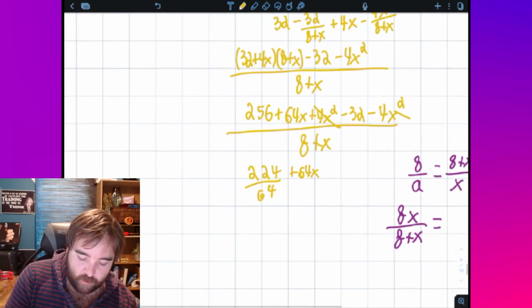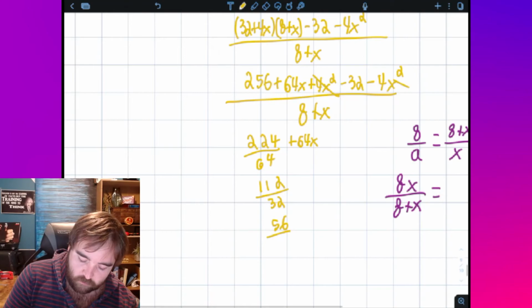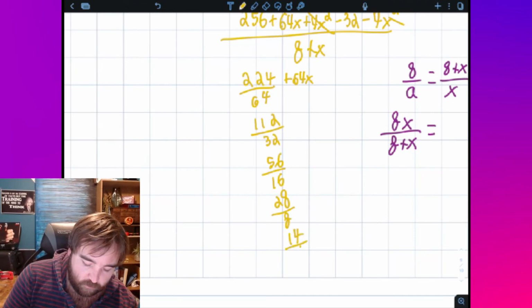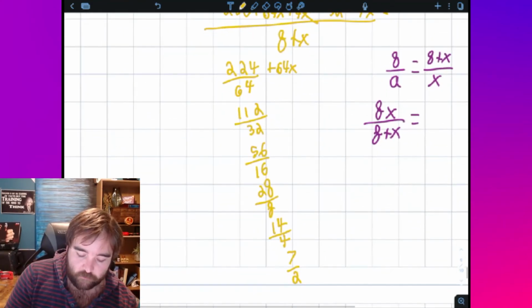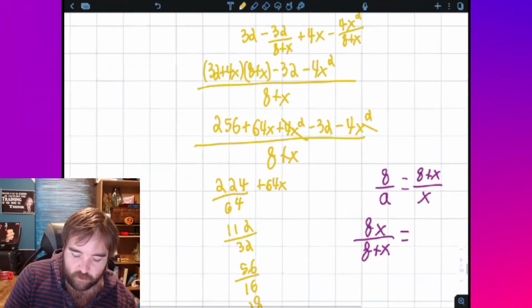Like, what can I factor out of here? So you got 112 over 32. You got 56 over 16. You got 28 over 8. You got 14 over 4. You got 7 over 2. It's like one off from being able to fully factor. Is that the thing?